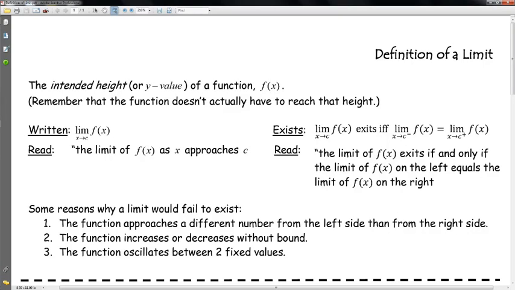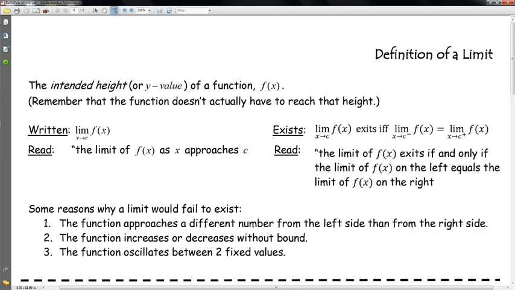When we're talking about a limit, we're talking about the y value, the intended height of any type of function f of x. Remember, the function doesn't actually have to reach that height. It could have a hole there, or it could be going on and off to infinity, and we'll talk about what happens when that occurs.